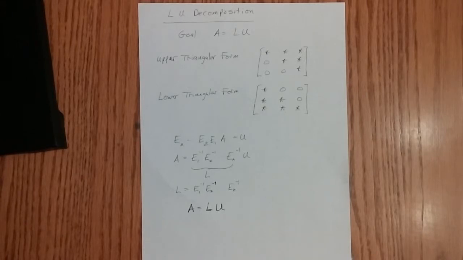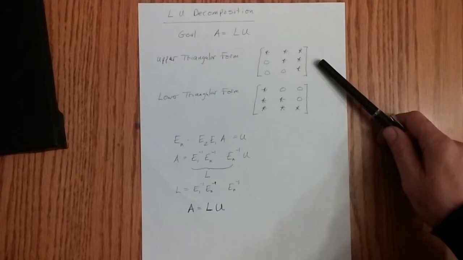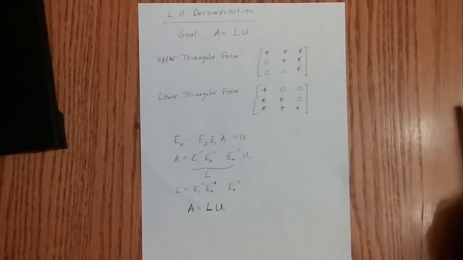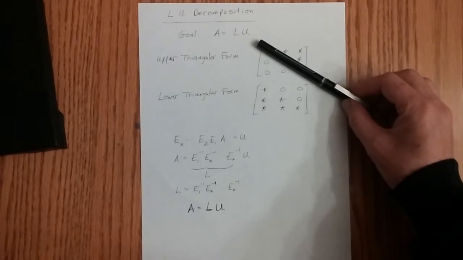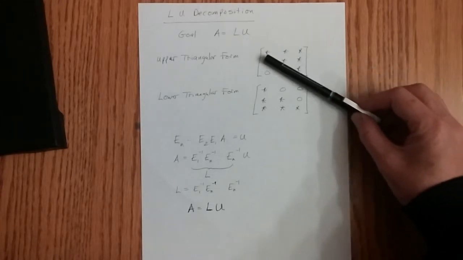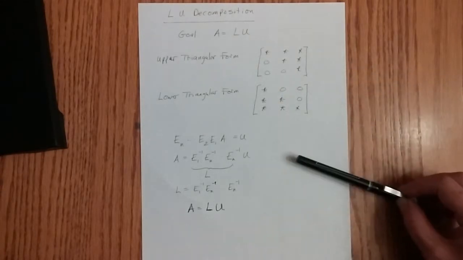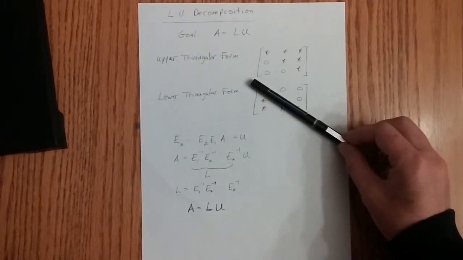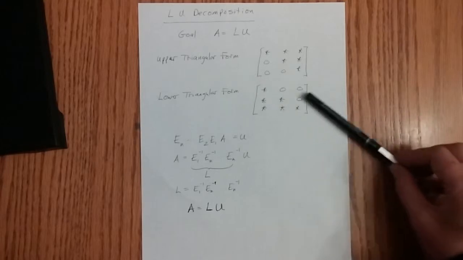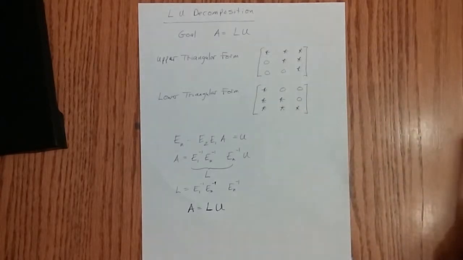L and U stand for lower triangular form and upper triangular form. And we have seen upper triangular form before in Gaussian elimination. That is where everything below the diagonal is zeros. So then lower triangular form is where everything above the diagonal is zeros.